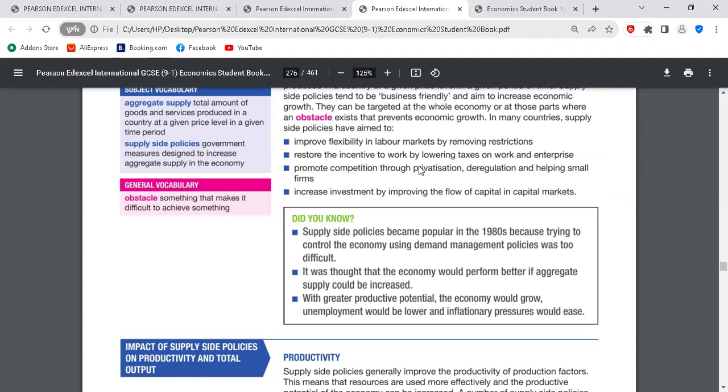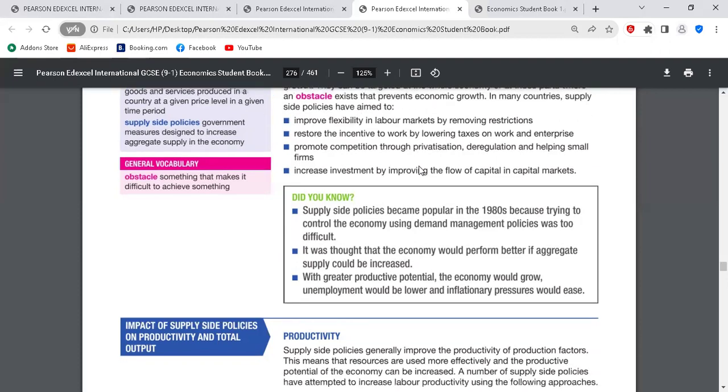So they want to encourage people to work. And to do that, it means they have to reduce or cut income taxes. They also want to encourage firms to employ more workers by reducing corporation taxes on profit. Because if taxes on profit are cut, then there will be more profit made by firms. They will be encouraged to increase or to expand their output or enterprise. That's the second point. The third one, promote competition through privatization, deregulation, and helping small firms. I'm going to take one at a time.